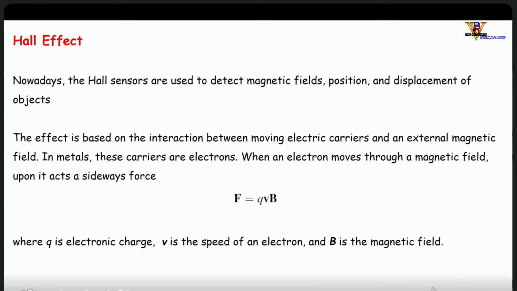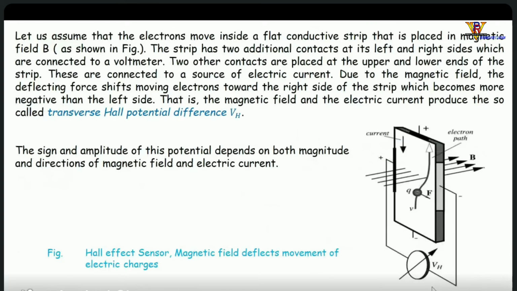When an electron moves through a magnetic field, a sideways force acts on it, and that force is a vector quantity given by F = QVB, where F is the force, Q is the electronic charge, V is the speed of the electron, and B is the magnetic field. All are vectors; they have magnitude as well as direction.